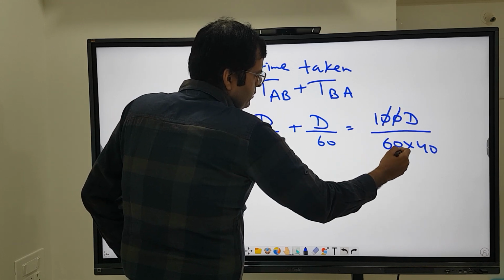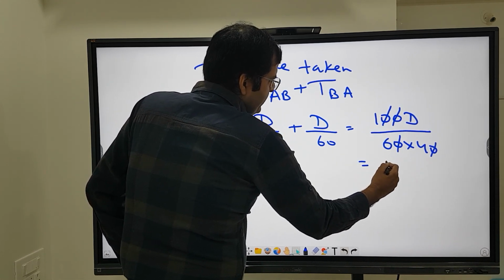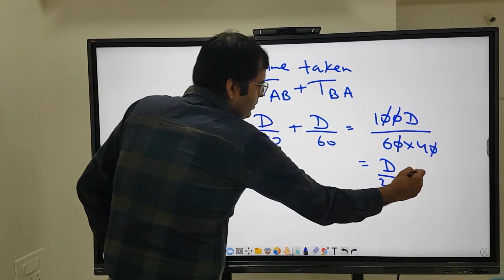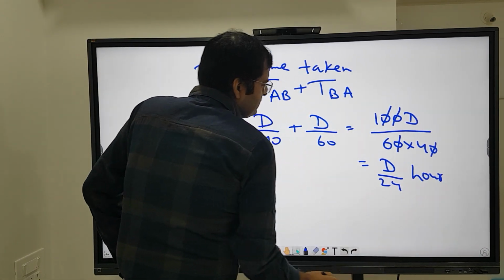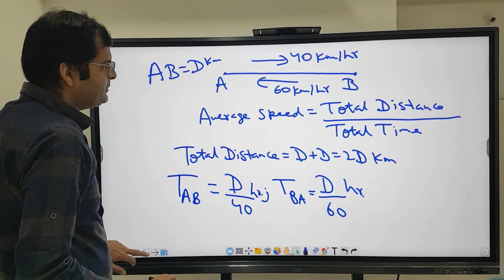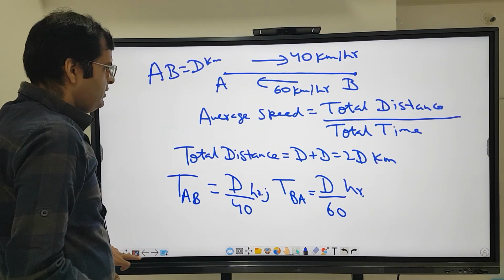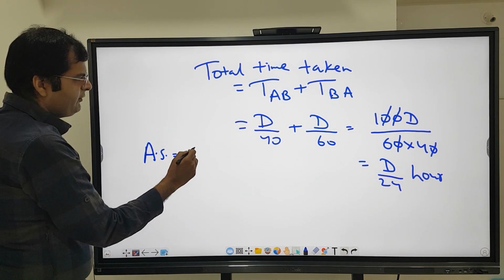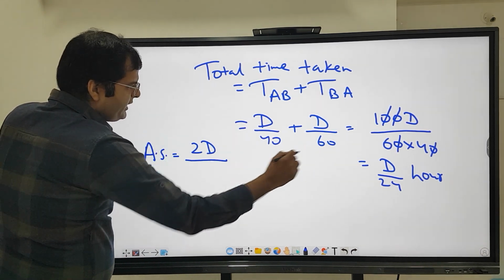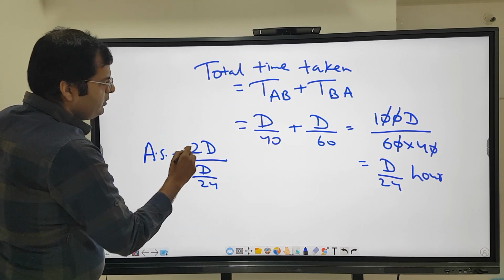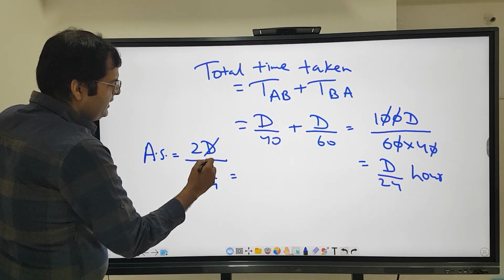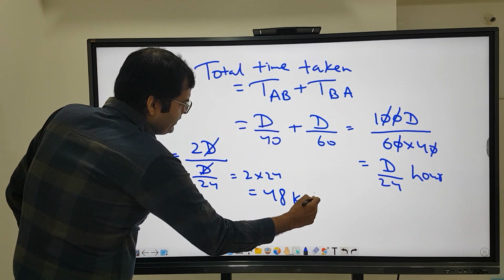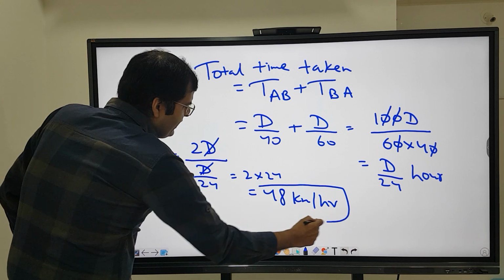So these two 0 goes away, this 0 goes away. So this becomes D upon 6 into 4 is 24. So D upon 24 hours. This much is the total time. Now my average speed is total distance upon total time. Total distance is 2D. So my average speed, which is what we have to find, is 2D upon D by 24. D cancels out. This becomes 2 into 24, which is equal to 48 kilometer per hour. Okay, and that is the answer.